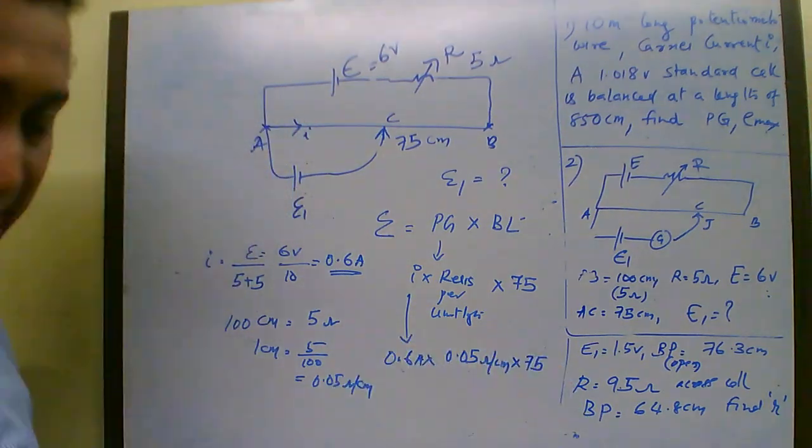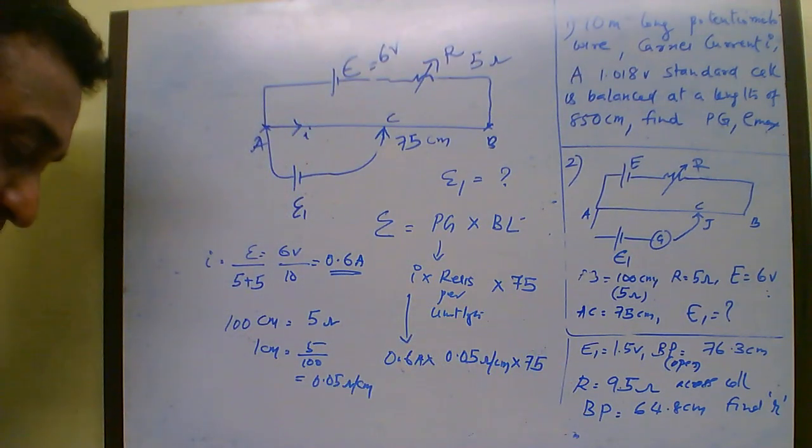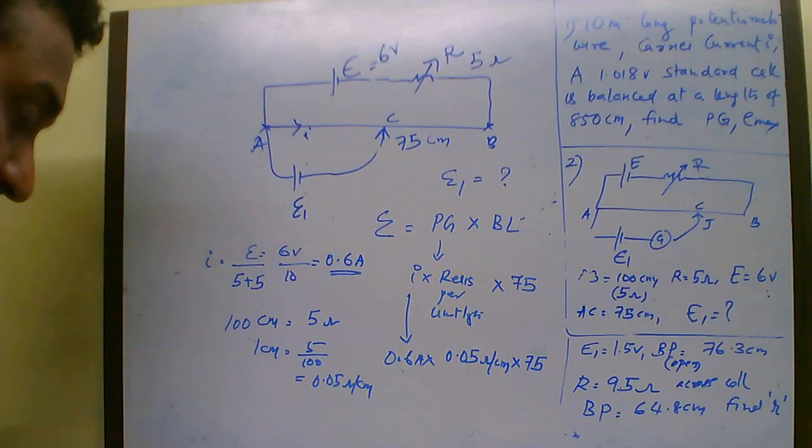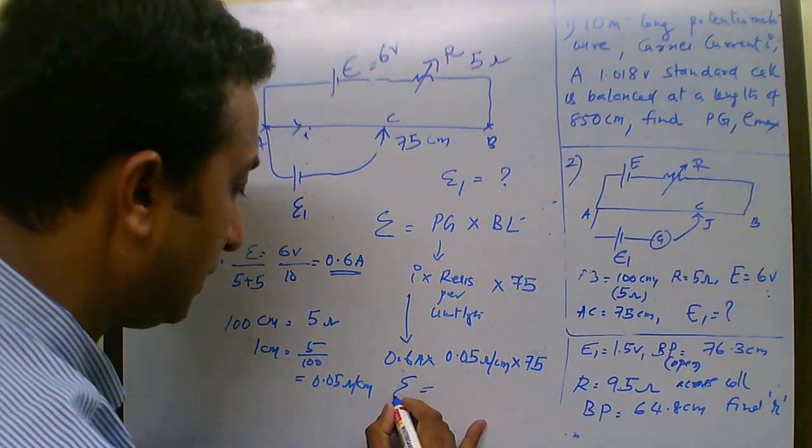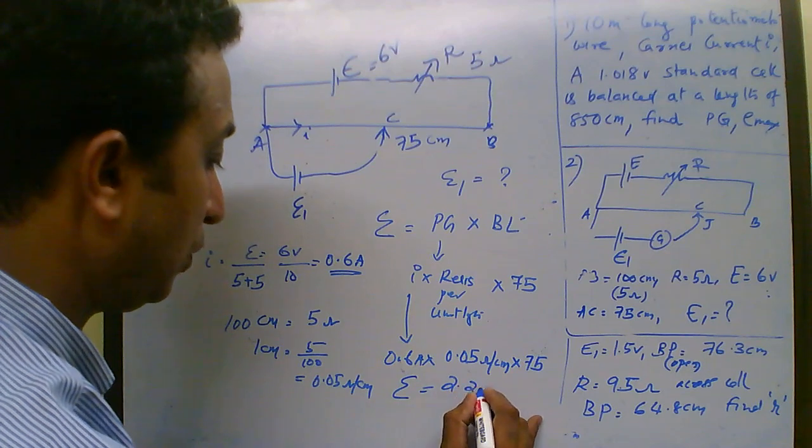In this case it is 75. So when you multiply 0.6 times 0.05 times 75, you will get it as 2.25. So EMF of the cell is 2.25 volt.